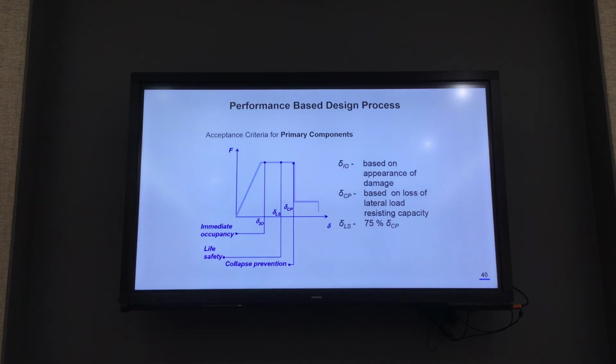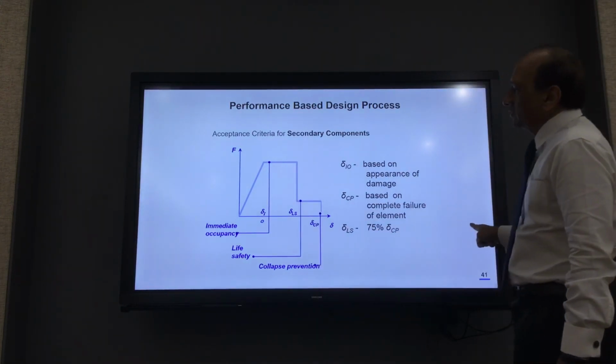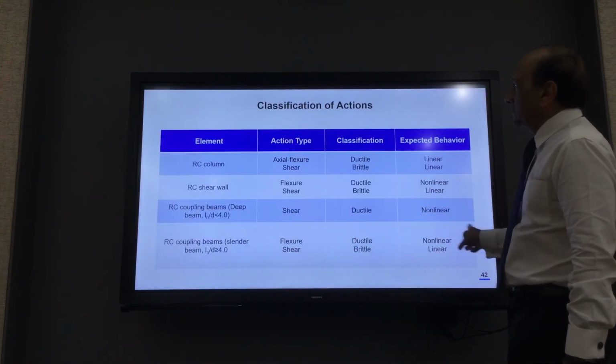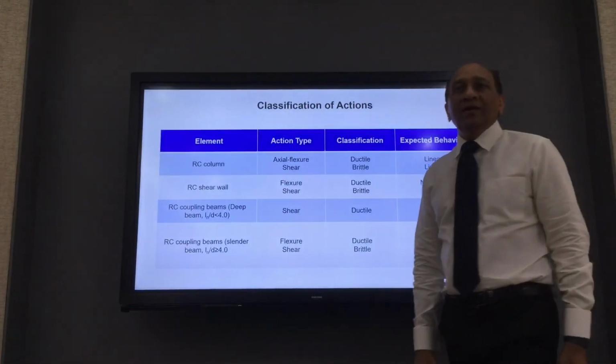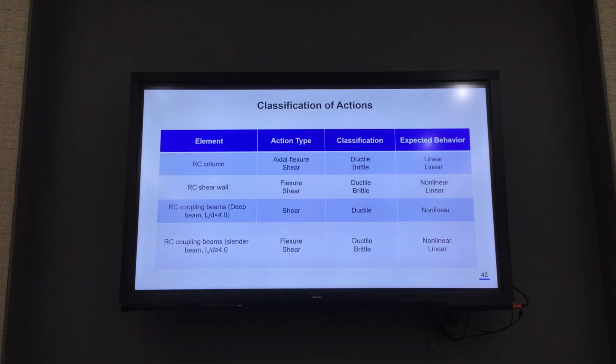So this ability to explicitly design things to a required statement, you cannot get from code-based design. You can only get it from explicit performance-based design. This is for non-critical members. This is for critical members. So you have all these limits, linear classification of actions. So that's the summary. Any questions?